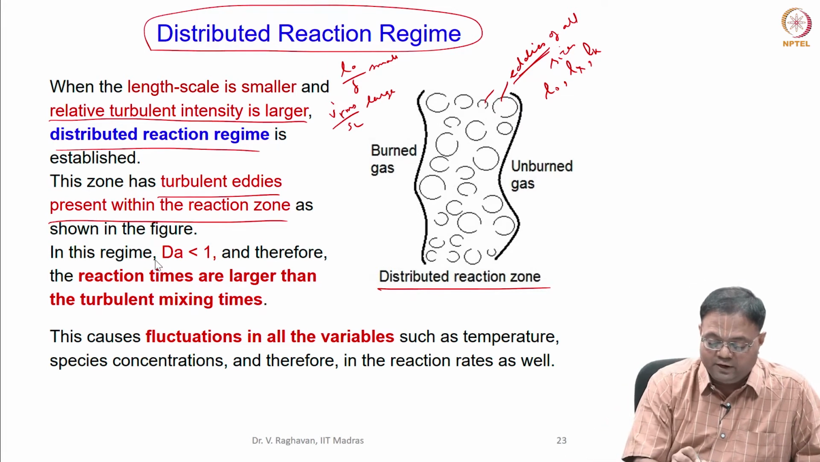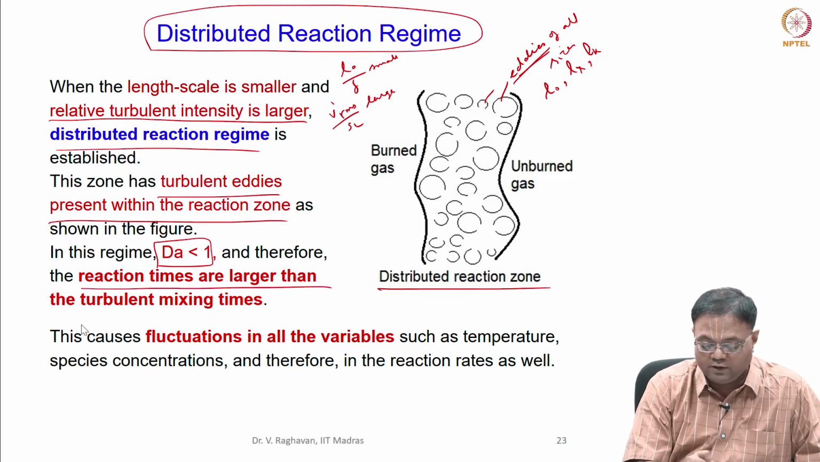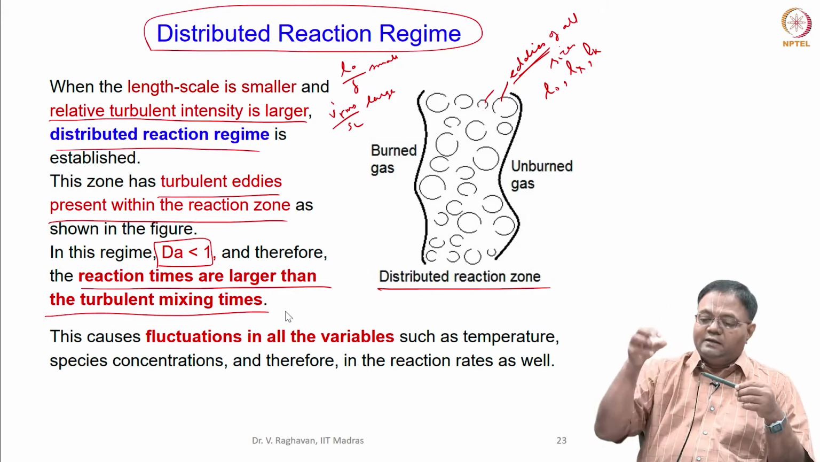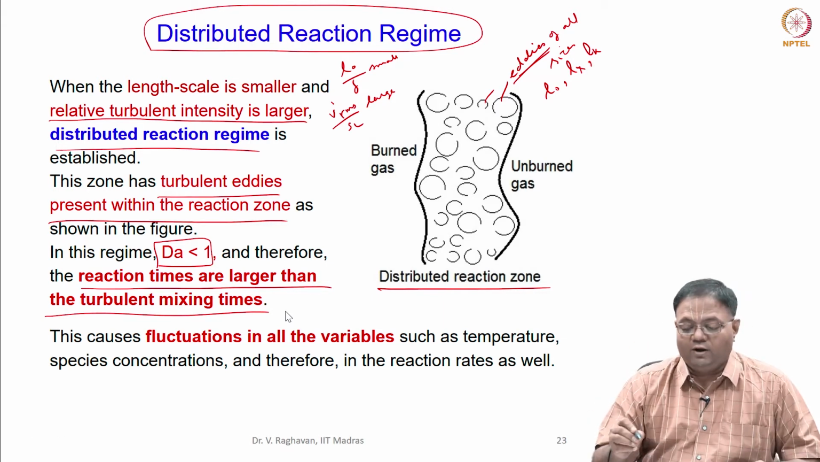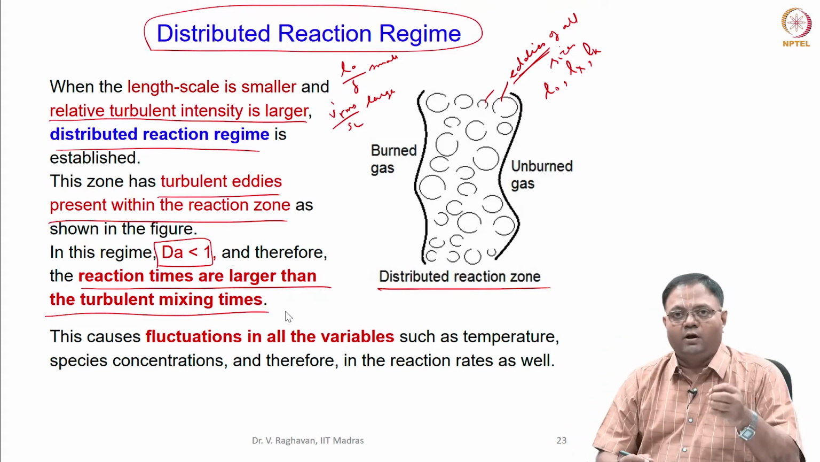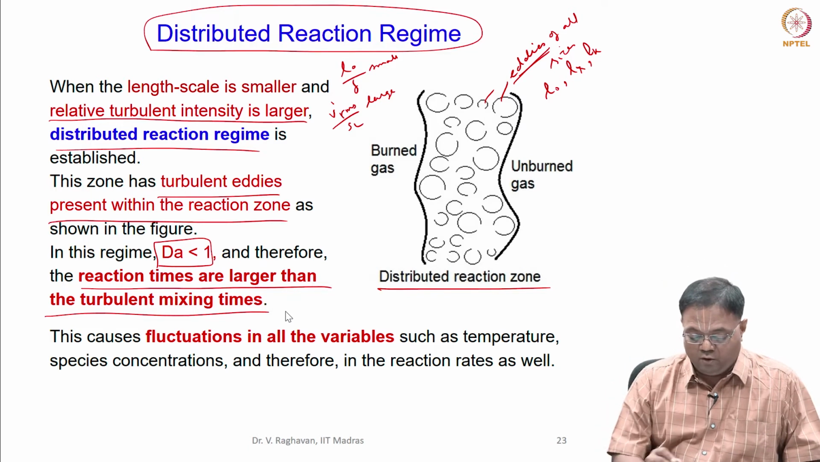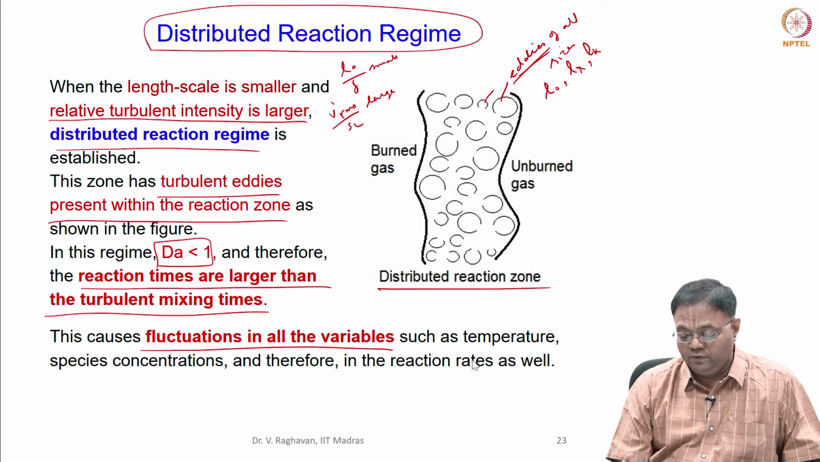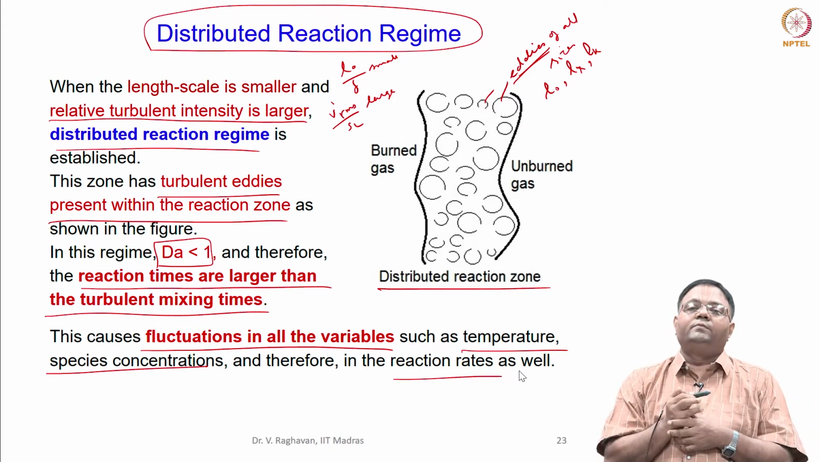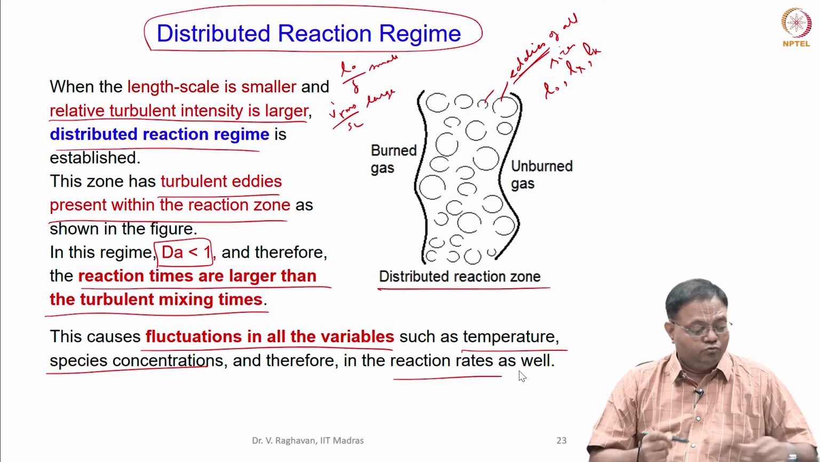In this regime, the Damköhler number is less than 1, and therefore reaction times are larger than the turbulent mixing times. That means when eddies are present in the reaction zone, the eddies break into smaller eddies and smaller eddies grow into larger eddies, and so on. You see fluctuations in all variables like temperature, species concentration and the reaction rates, everything will be observed in this particular distributed reaction zone regime.